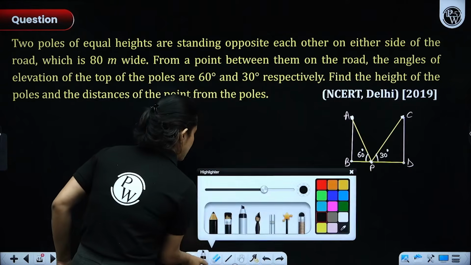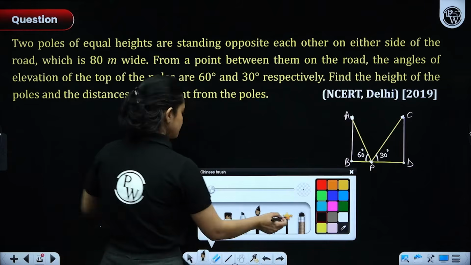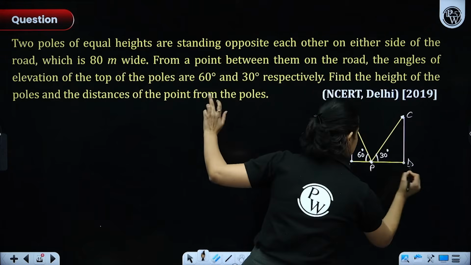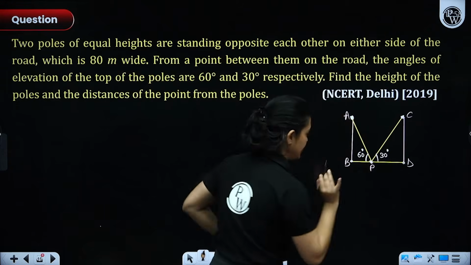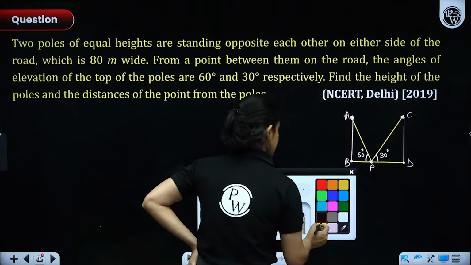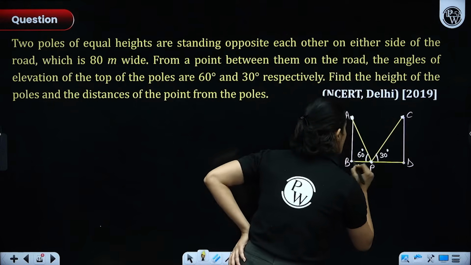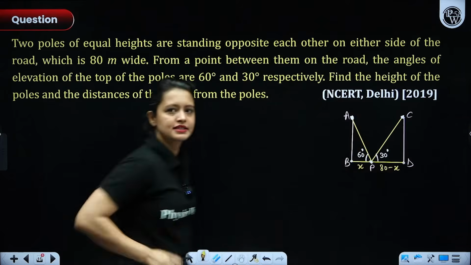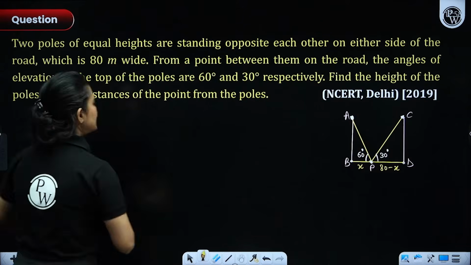So now let's start with the problem here. First of all, BD is 80. So what I'm going to do first is take BP as X. If I take BP as X, PD would automatically become 80 minus X. Yes or no? Right? Let's write.